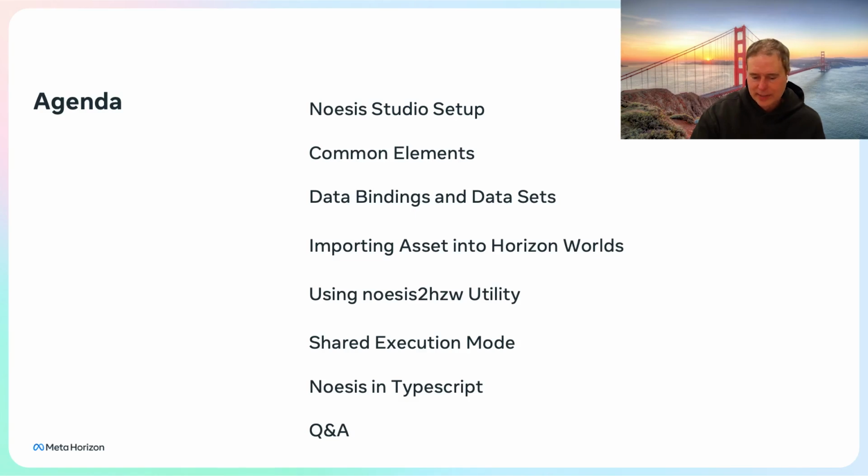We'll take a little bit of a detour to talk about a utility that I wrote that helps you take all of the data binding and data set work you did in Noesis Studio and auto-generate a bunch of code for it. Then when you set up your shared execution mode script in Horizon Worlds, you're able to use Noesis and TypeScript and get something up and running pretty quickly, based on all of the work you did in Noesis Studio with bindings and datasets.